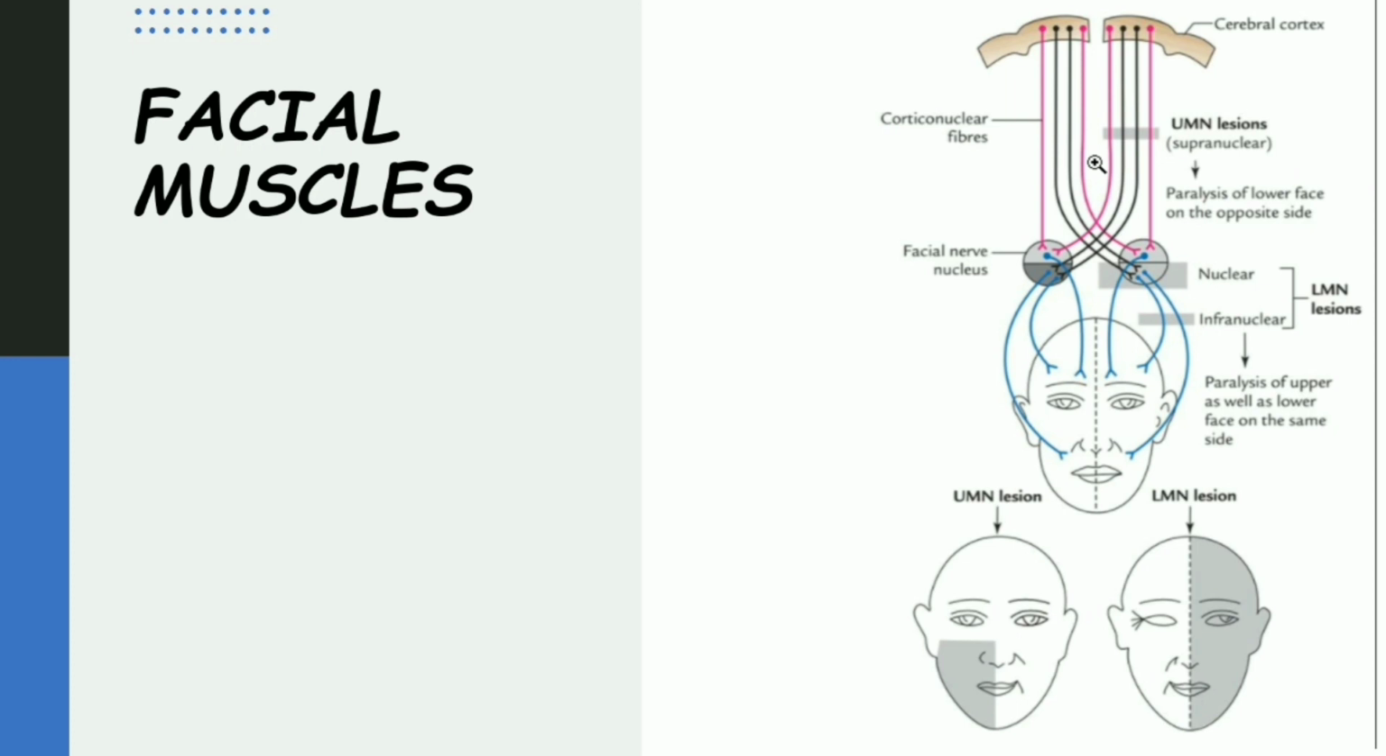The fibers from the opposite side are controlling the upper half as well as the lower half, while, as I said, fibers from the same side are innervating the same side facial nerve nucleus as well.